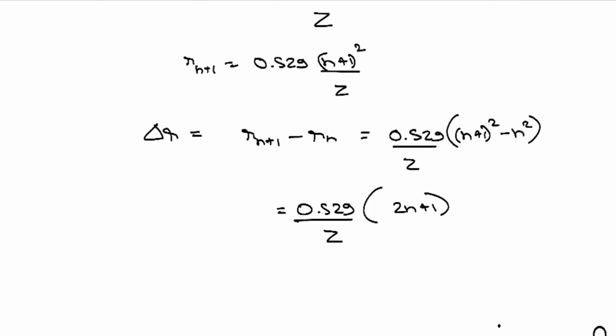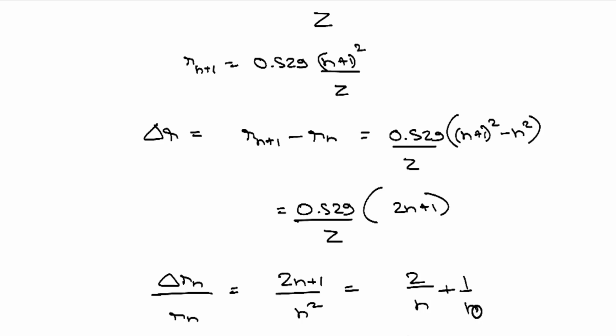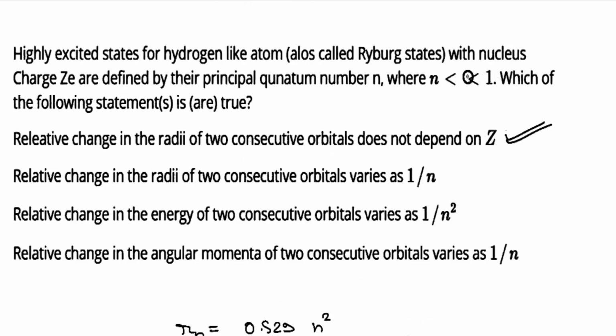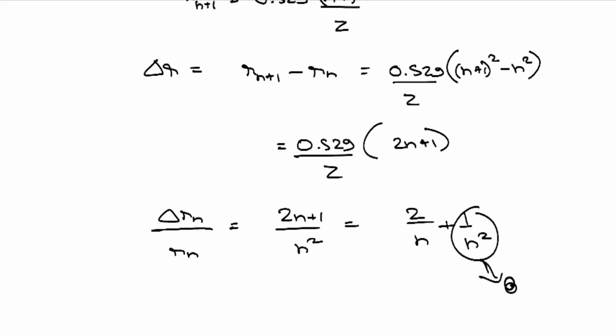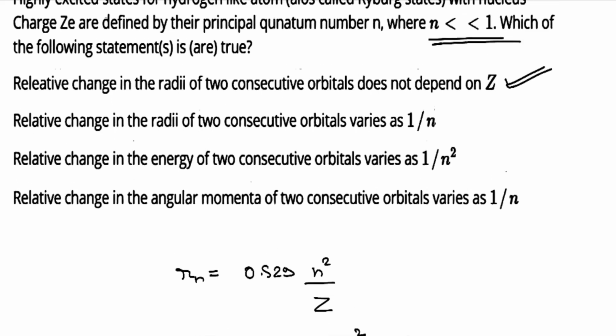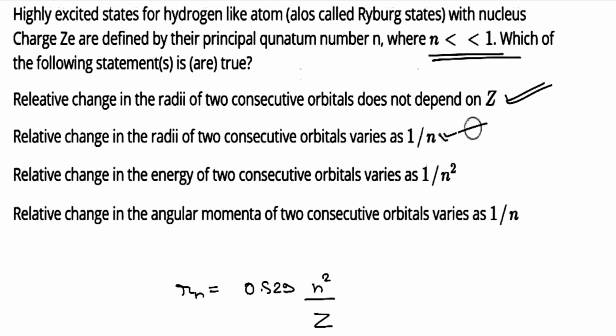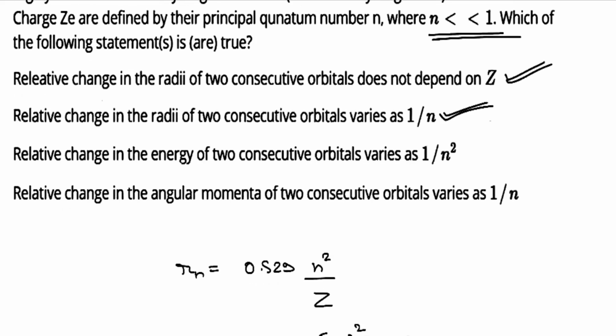It talks about the relative change. So relative change will be delta R upon Rn, and since 0.529 by Z is common in the expression for Rn and delta R, they will get cancelled out. So we are left with (2n plus 1) by n squared, which is equal to 2 by n plus 1 by n squared. And since n is very much greater than 1, this term can be neglected and we are left with 2 by n. Therefore, the relative change in the radii of two consecutive orbitals varies as 1 by n. So this statement is correct as well.